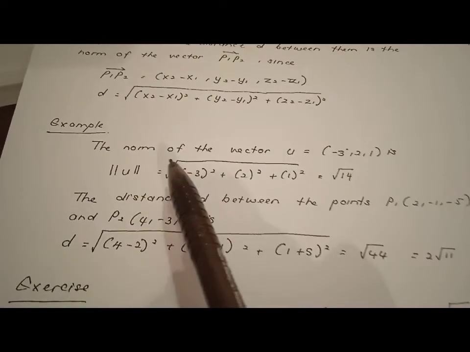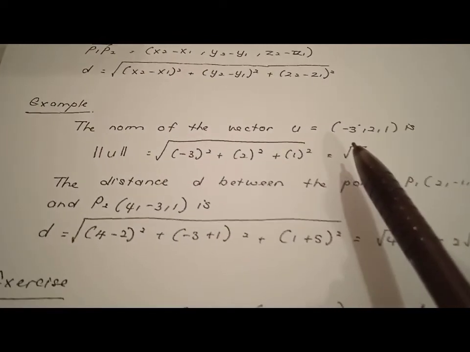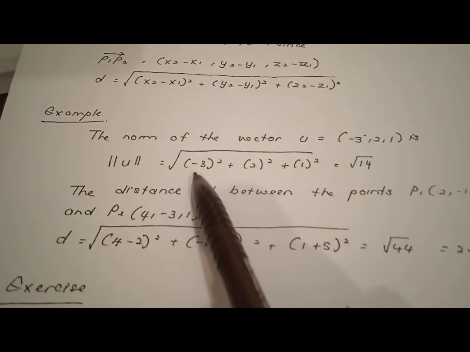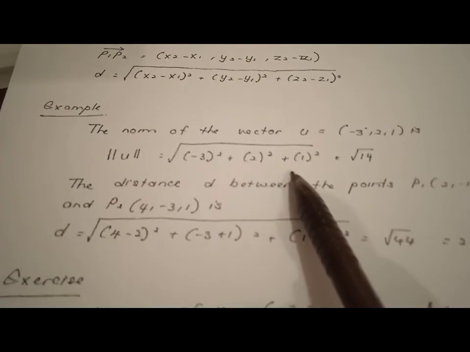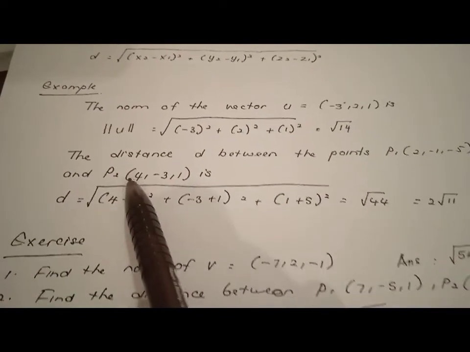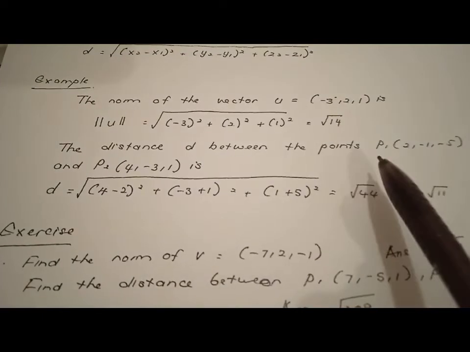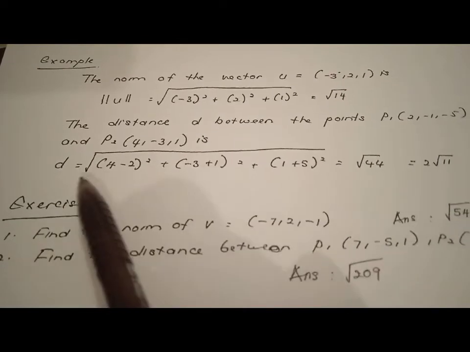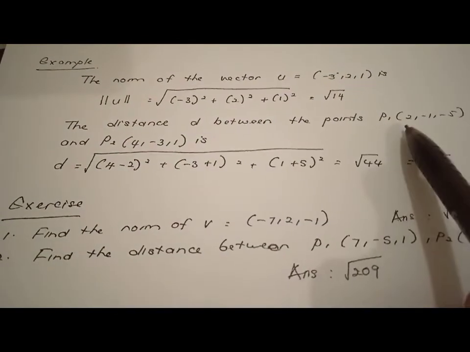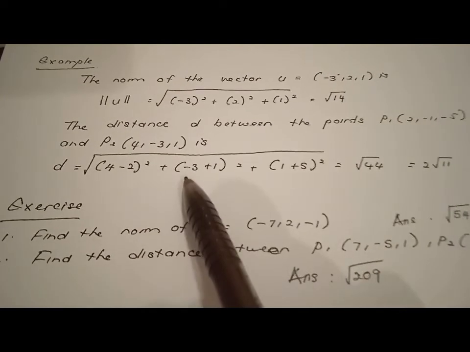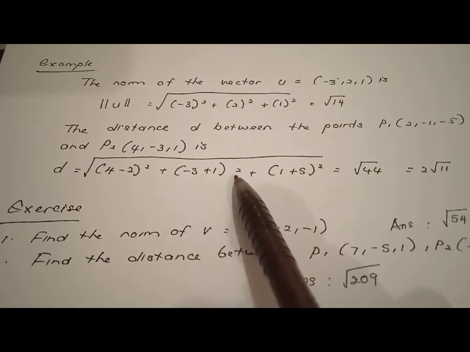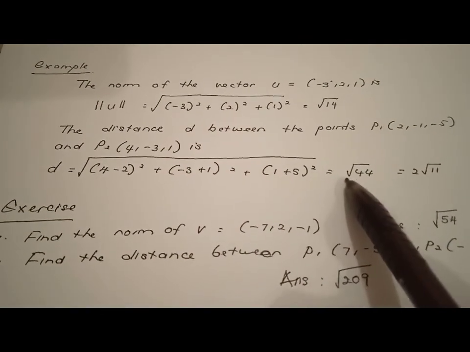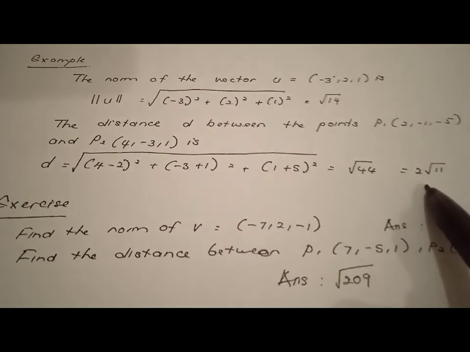Okay, example: the norm of the vector u given by -3, 2, and 1 is given by this formula, the square root of minus 3 squared plus 2 squared plus 1 squared, which is root 14. Now the distance d between the points p1 and p2 is given by this point minus this point: 4 minus 2 squared plus minus 3 plus 1 squared plus 1 minus 5 squared. So the answer is root 44, which is 2 root 11.